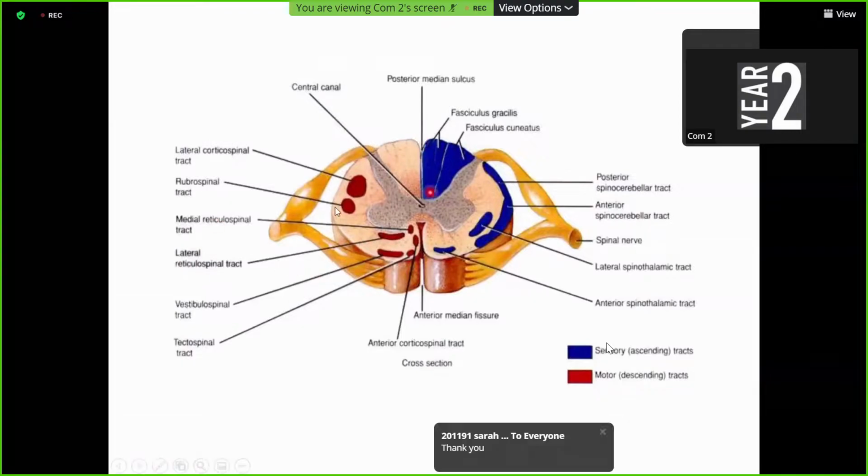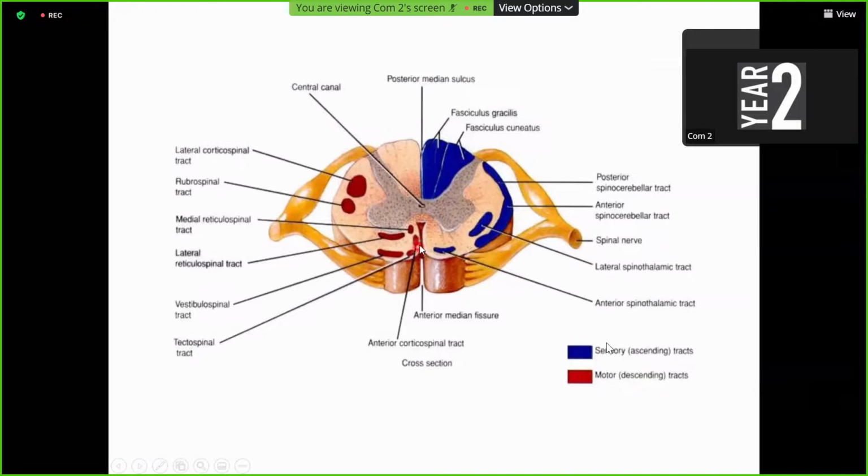Then if you look at the motor tracts, the major one which is important in skilled movements, the skilled movements of your distal limbs, either holding something or writing something. These are all skilled movements. So skilled movements are controlled by the corticospinal tracts, and there are two parts of it.